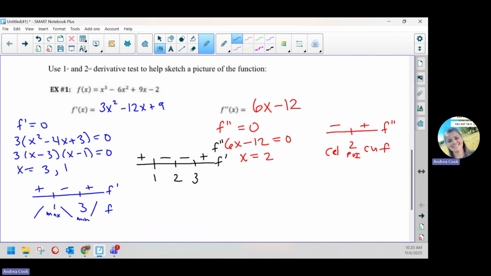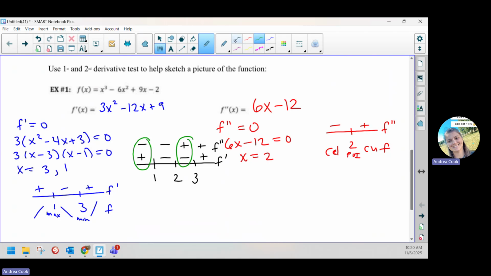Then I'm going to go to this f double prime, and to the left of 2 is negative. So f double prime is negative. And then to the right of 2, it's positive. F double prime is positive. So that will tell you, you can look at this interval right here, f is increasing and concave down, where this interval from 2 to 3, f is decreasing and concave up. So that's just a side note.